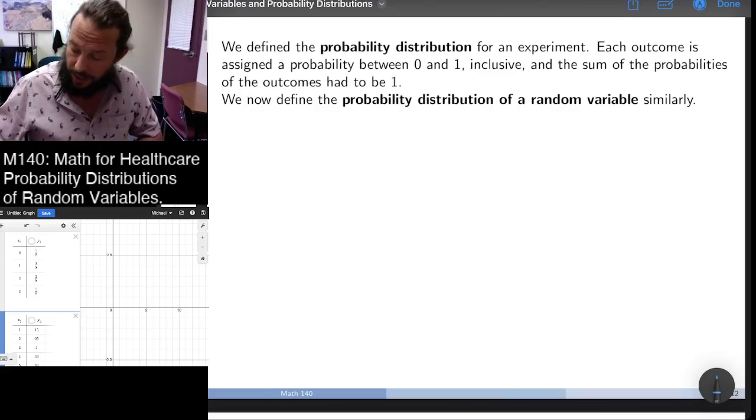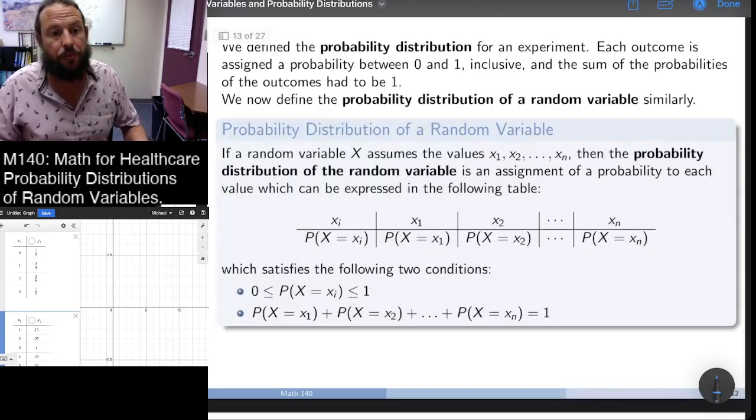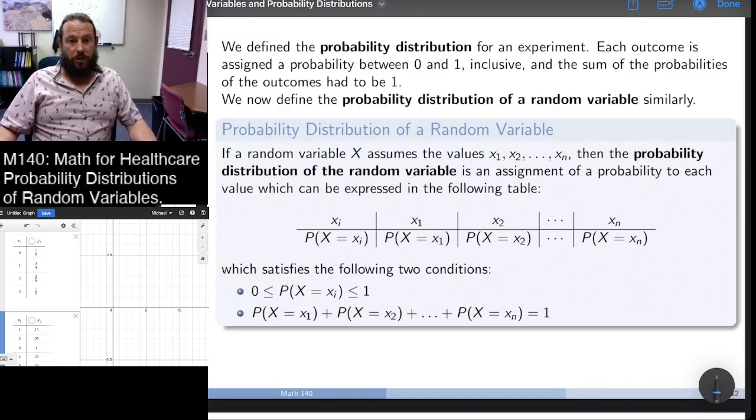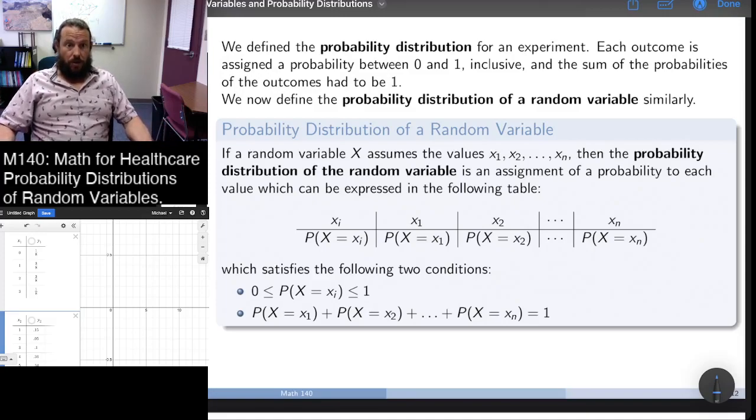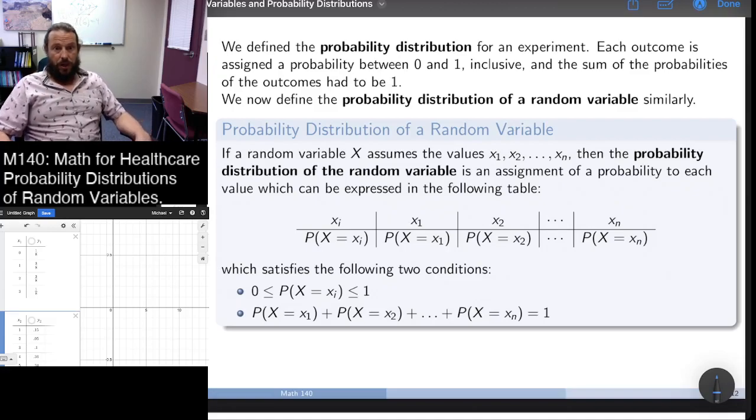So in this case, if a random variable x assumes some values, x1, x2, through xn, those x1 through xn are the range of our random variable x, then the probability distribution of the random variable is an assignment of a probability to each value, which can be expressed in a table like this.